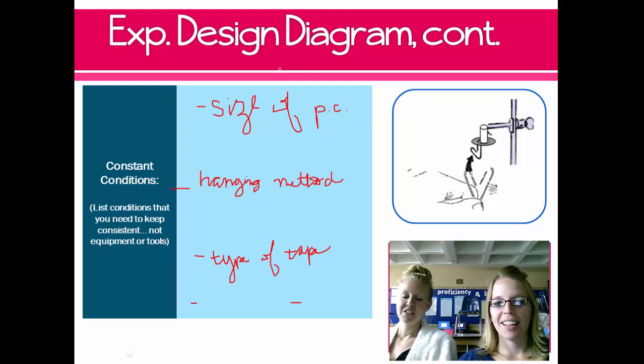So you need to come up with two more. Okay. So think about the magnet. What do we need to keep the same about that? Think about the paper clips themselves. There might be more things we can keep the same. Or the tape itself. Okay.